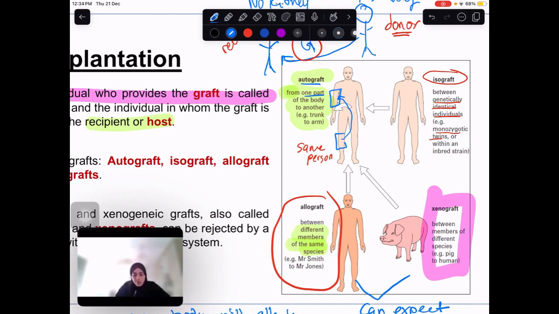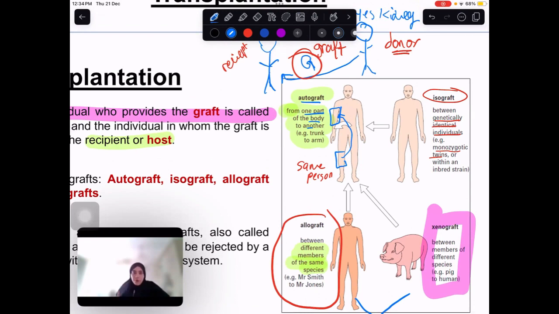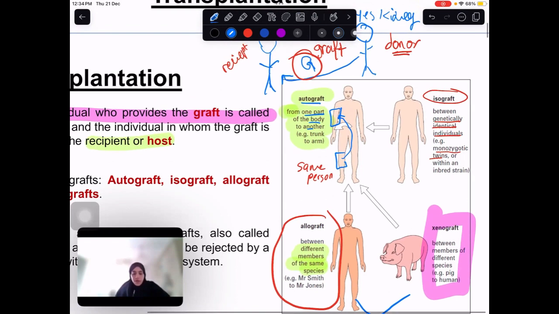From one part of the body to another, right? Like from the trunk to the arm. That's an example, like in burn patients. Okay. If I broke a tendon or something, I'll take a tendon from another place. A muscle. I'll take a muscle from me, put it to me, and then the thing is from myself. So everything, the recipient, the graft, the donor is me. That's why it's called autograft. Auto means self, right?